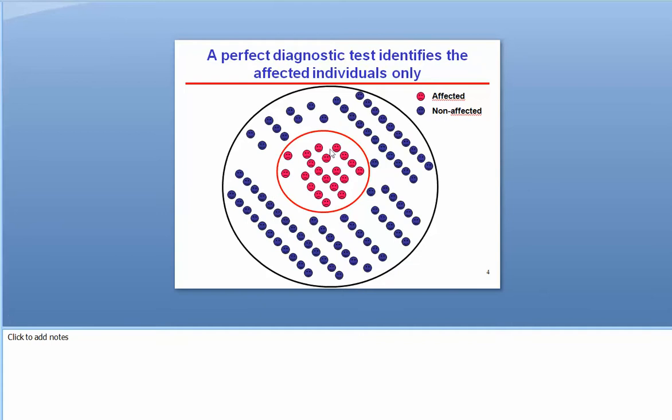Now, a perfect diagnostic test will identify only the red ones, not any blue ones at all. But that's hard to even expect, right? Because no test is perfect. But what you should try to do is try as much as possible to get a test which will identify the most number of reds and then reject the blues. Okay, let's go to the next one.